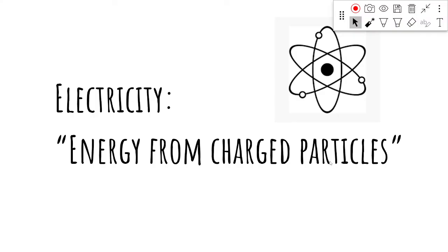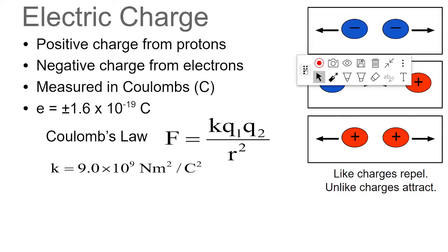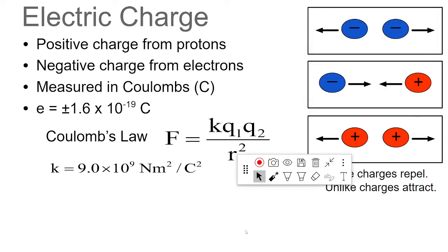Electricity is the energy from charged particles. You remember that in the atom we have protons in the nucleus. Those are positive charges, and we have electrons in the outer shells of the atom, and those are negatively charged particles. That's what's making up the electricity here. Specifically, when you get two particles together, they push on each other.